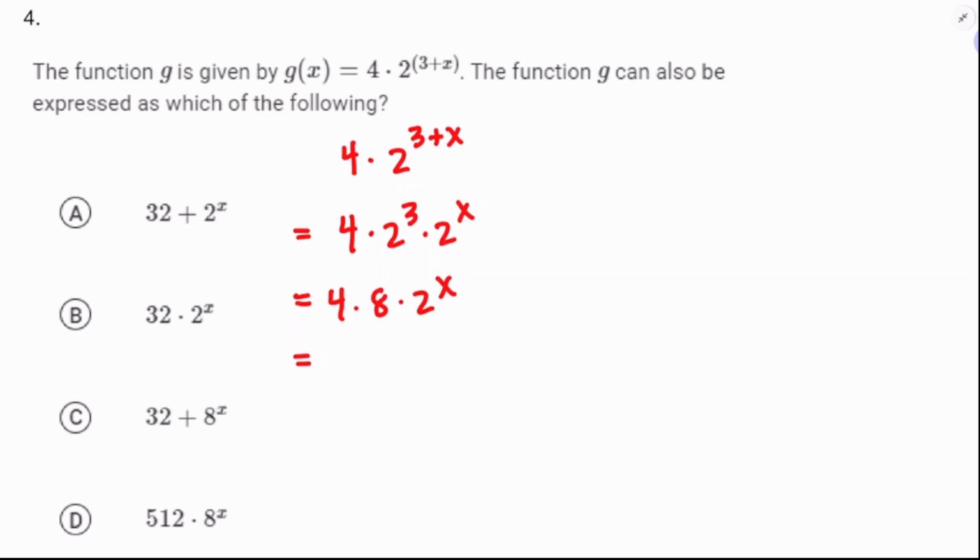Okay, and then we could just associate whatever we like. 4 times 8 is 32 times 2 to the x. That's going to be answer choice B.